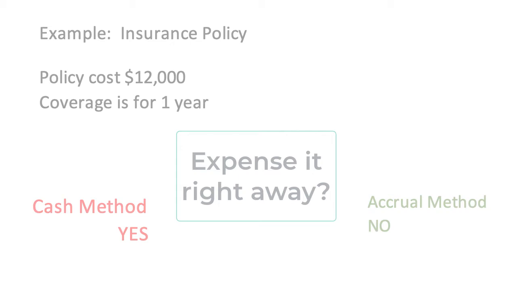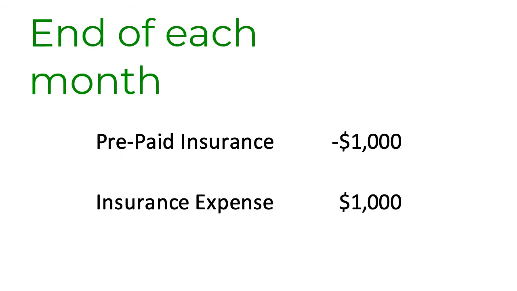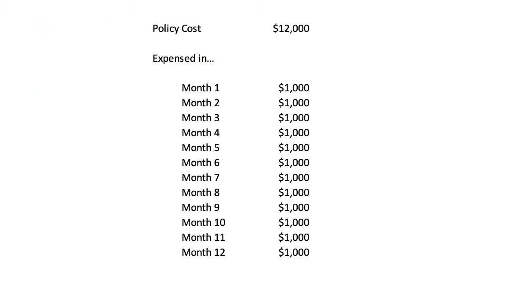Here's how that transaction would look. So on the day that you bought the policy, you would be reducing cash by $12,000. You would be increasing the asset known as prepaid insurance by $12,000. At the end of each month, the accountant would record this transaction. You would reduce the prepaid insurance account by $1,000, and you would record insurance expense of $1,000. This would be done each month. At the end of the 12 months, the balance in the prepaid insurance account would be 0.